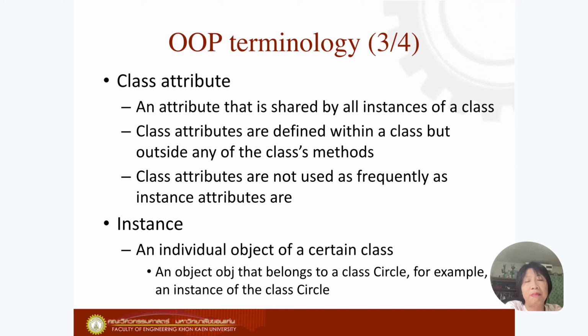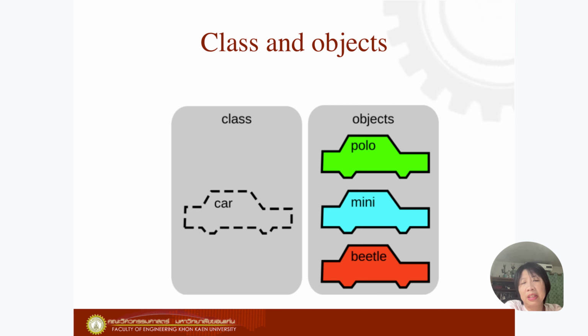So there is also the concept of class attribute. A class attribute is an attribute that is shared by all instances of a class. And class attributes are defined within a class but outside any of the class methods. Class attributes are not used as frequently as instance attributes. Let's go back to the car example here.